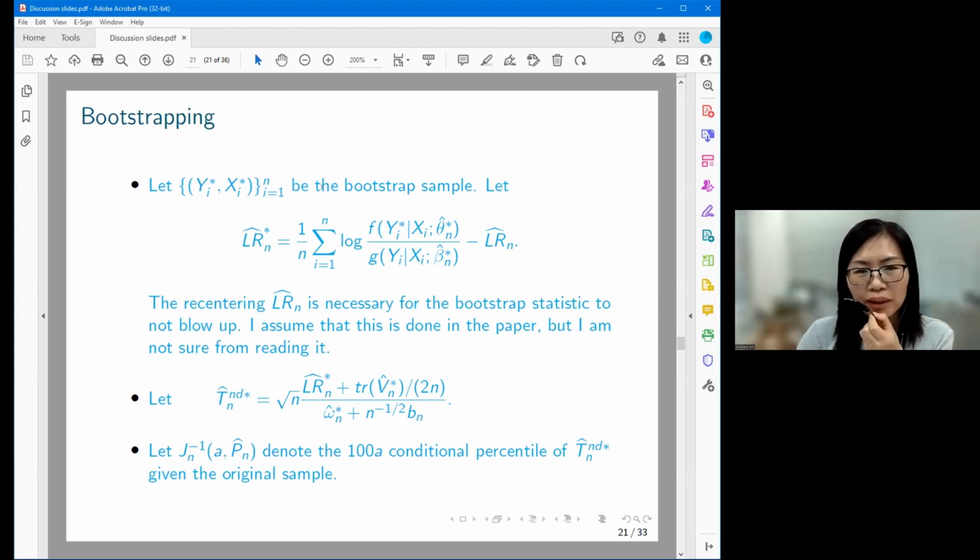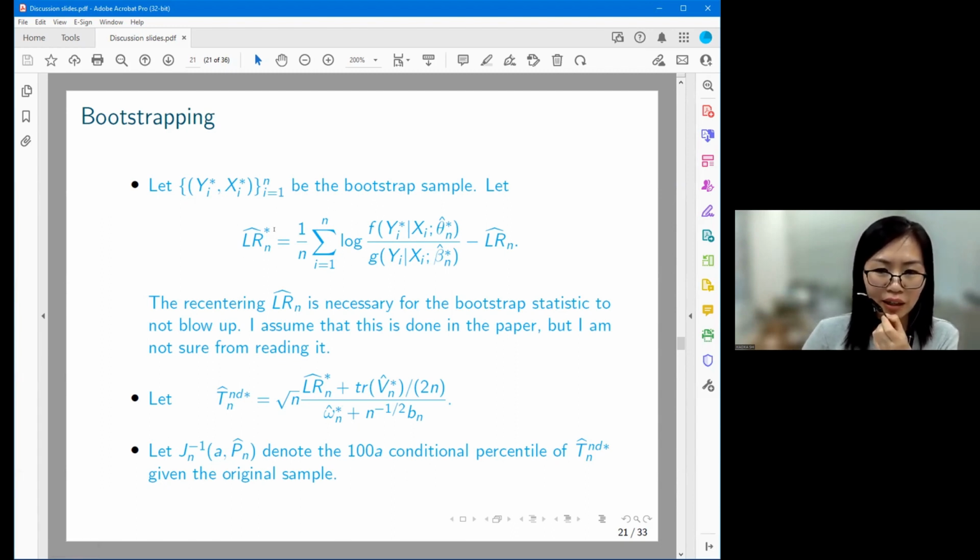When you are doing bootstrap testing, you always want to recenter the bootstrap estimator by the original sample estimator, which is the LRn hat computed using the original sample. The reason that you want to do that is to make sure that the bootstrap critical value you get does not blow up even when the data doesn't satisfy the null hypothesis. So you want the critical value to be a bounded thing, otherwise your test will have low power. I assume that this is done in the paper, but it's not clearly stated.